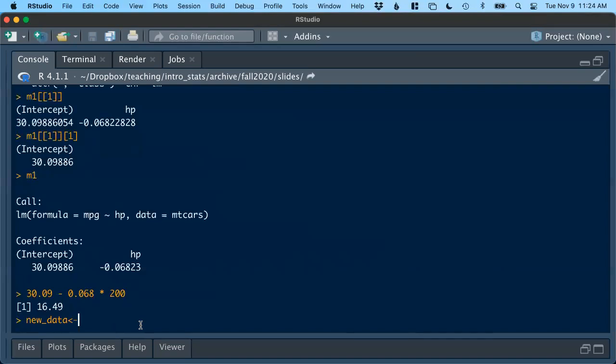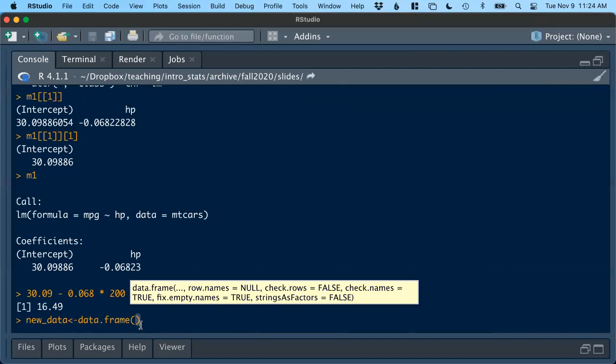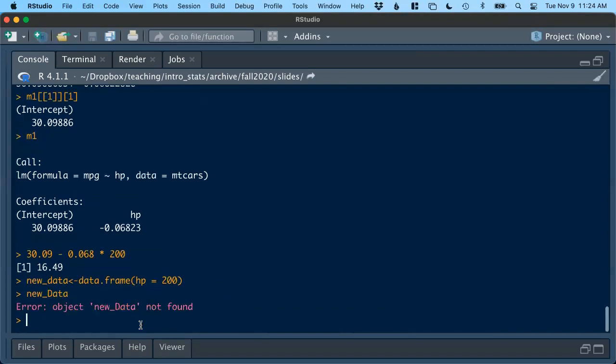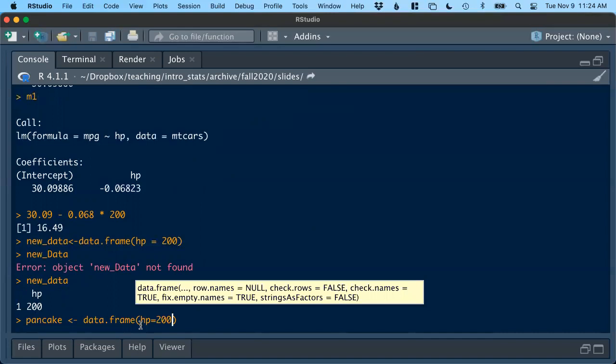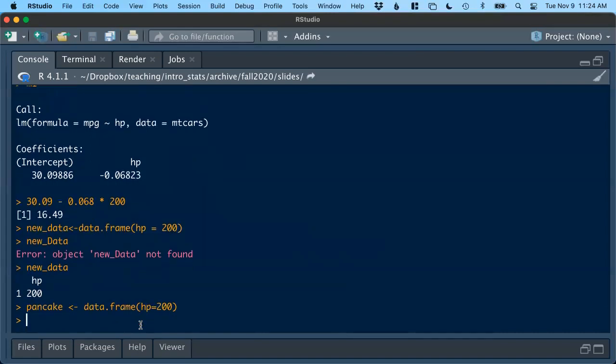Into this object, I'm going to make a data frame that includes the predictors that I want to estimate over. So in this case, I want to say HP equals what? For my prediction data, I want to say it equals 200. That's what I'm interested in predicting. Now I have a new object called new data. It could be called whatever I want. Could be called pancake. Really doesn't matter. Use whatever names you want.